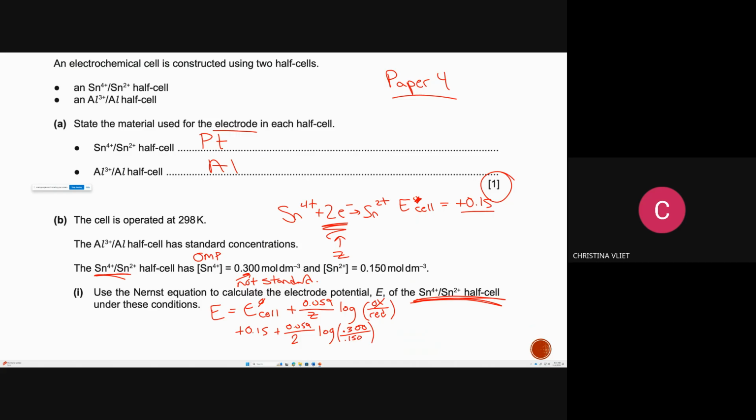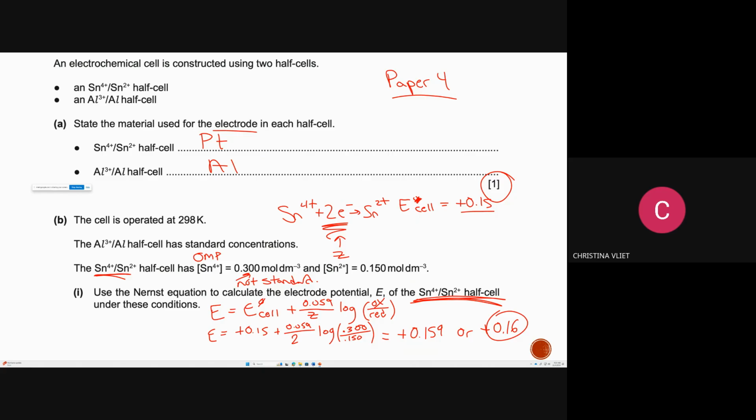So far following me? Then you have to plug this in your calculator. 0.15 plus 0.059 divided by 2 log of 0.3 over 0.15. And you should get a very small difference. I got 0.159. And you do need to write the significant figures, a minimum of 2, meaning you either need to write it as 0.16 or 0.159. So 0.16 by changing the concentrations.